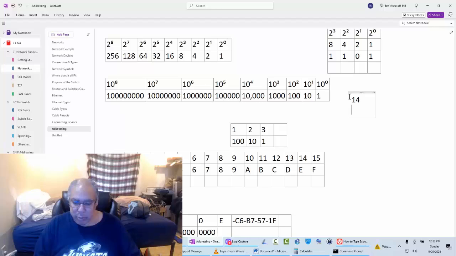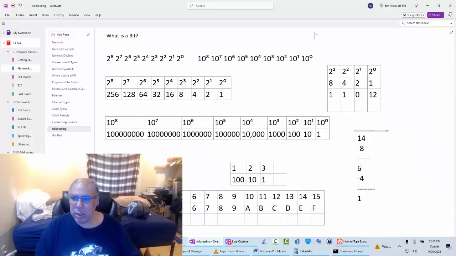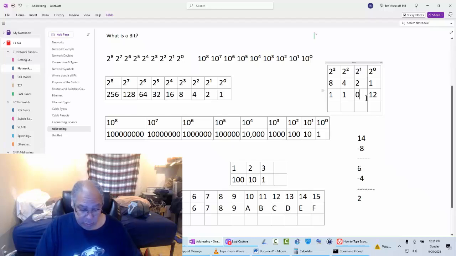You know what I think we did? Let's go back. Let's Control Z here. I did 13. That's why I messed up. So 14 minus 8 equals 6. So 4, and this will be 2. So the calculator is correct.